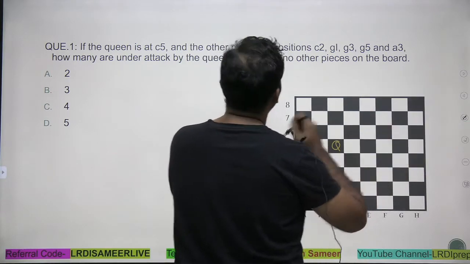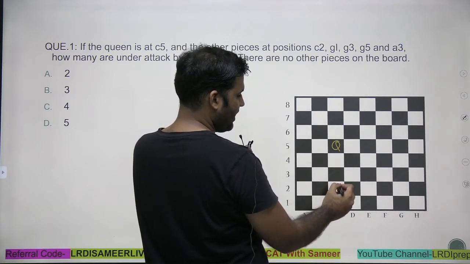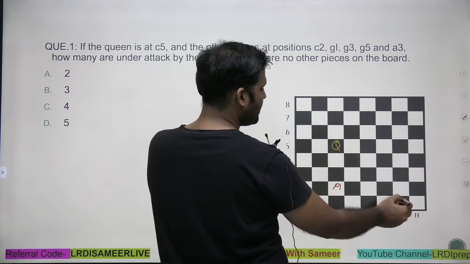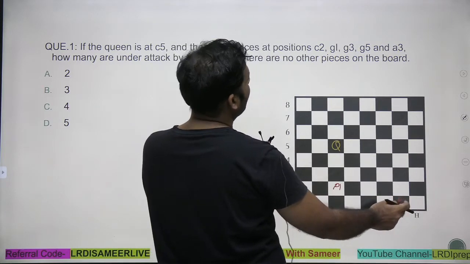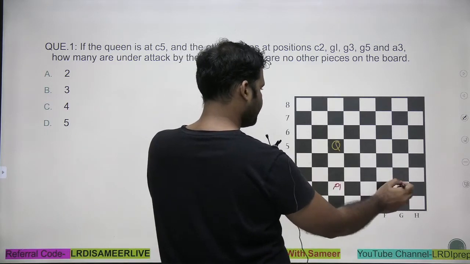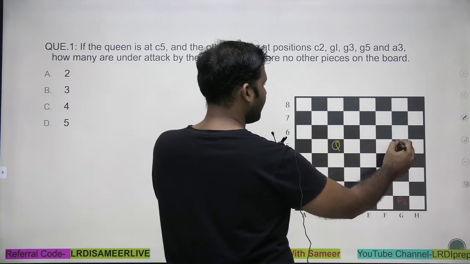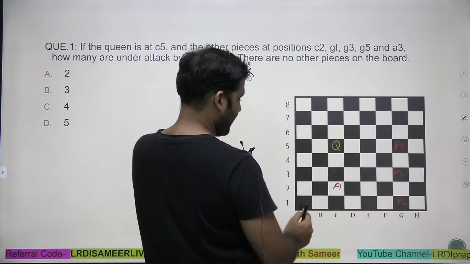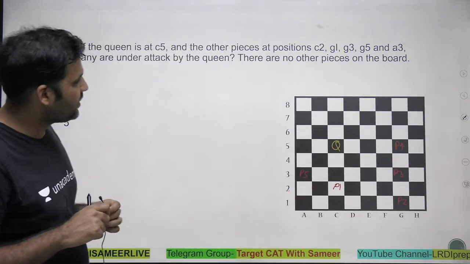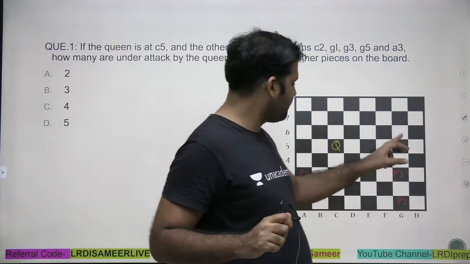And the other pieces are at C2. There's a piece, let's say P1, at C2. G1, this is G, this is 1, piece number 2. G3, this would be G3. G5, this would be G5. A3, this would be A3, piece number 5. So these are the 5 pieces present on the board: P1, P2, P3, P4 and P5.